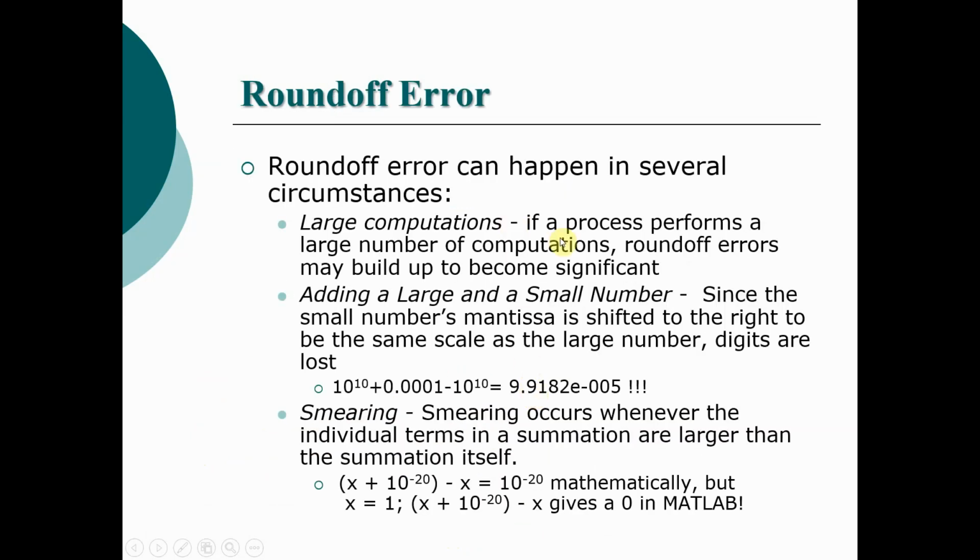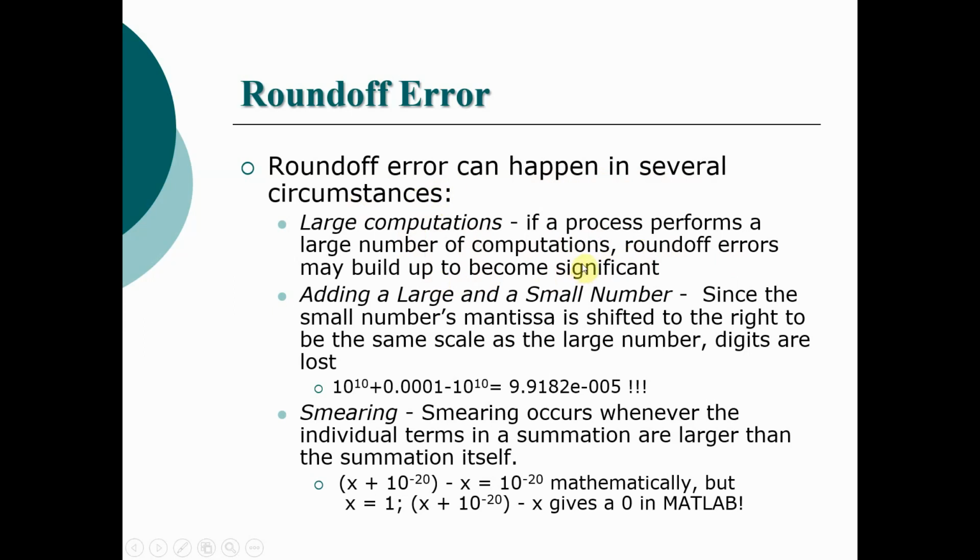Okay. Why do we have round-off errors? Round-off errors can happen in several circumstances, and when you have large computations, if a process performs a large number of computations, round-off errors may build up.